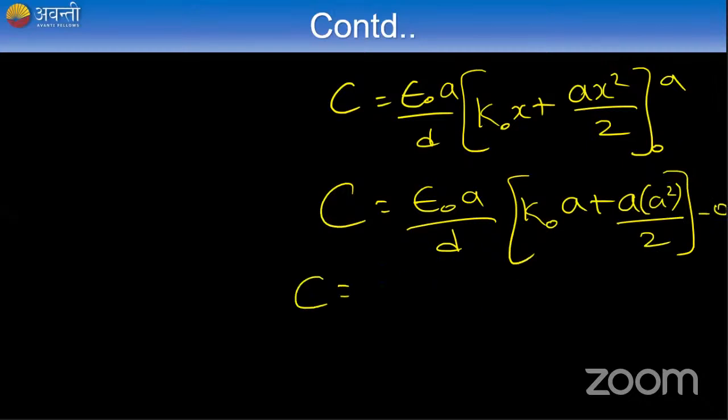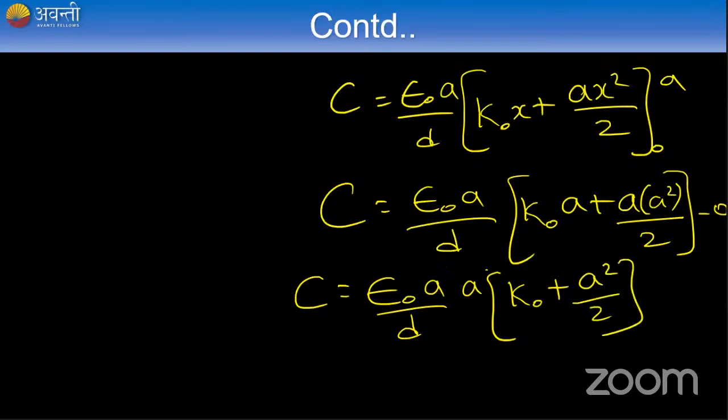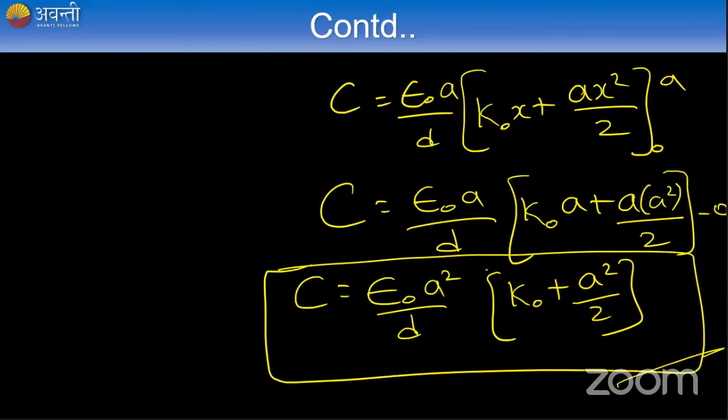So on further simplification, I'll get epsilon naught A by d. If I take A common, it will become A square. So how? It's again A into, I'm taking A common from these two, that I'll get k naught plus A square by 2. Now if I multiply this A with this, I'll get A square. So this is the expression for your capacitance. Okay, hope everyone has got this.